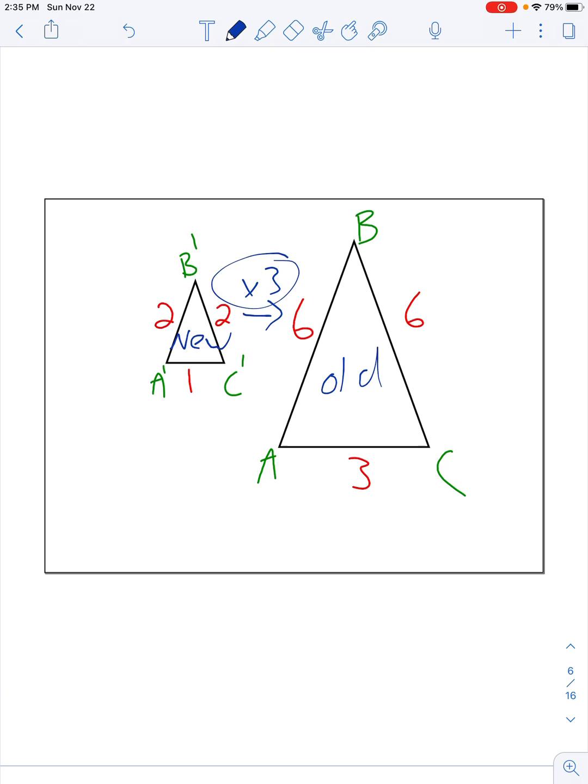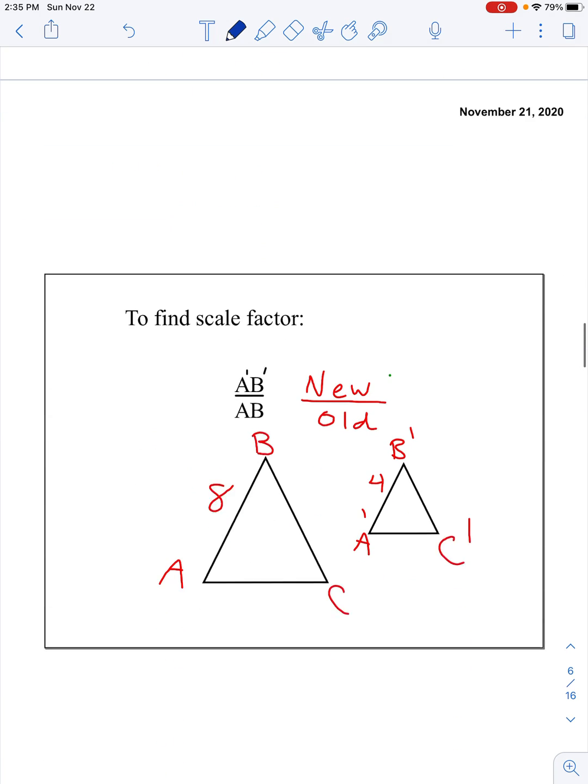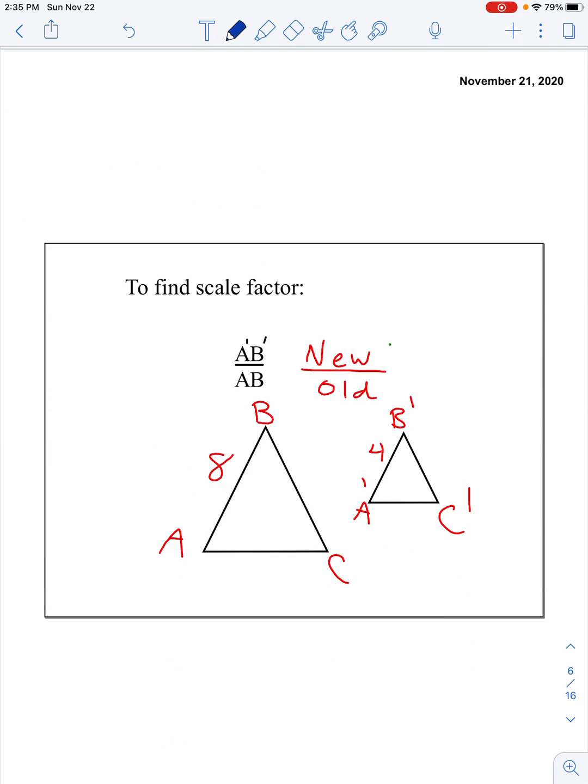So our figure did not get bigger. It actually got smaller. So instead of having a scale factor of 3, it actually has a scale factor of 1/3. One easy way to make sure we talk about that scale factor in the right order is we always put new on top and old on the bottom. So here, if we look at our figure, our scale factor would be 4/8, which is 1/2. Which, when you look at it, is why this is a reduction in this case, since our figure got smaller in size.